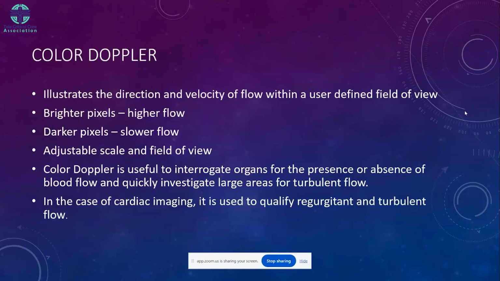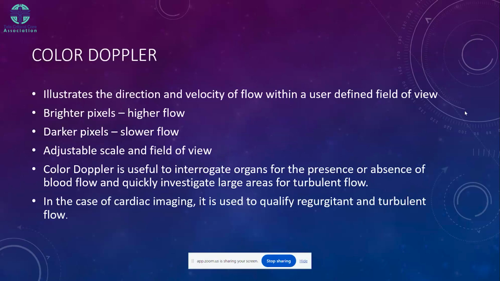Now, what is color Doppler? So color Doppler basically illustrates the direction and velocity of flow within a user-defined field of view. Whenever there are brighter pixels, it indicates a higher flow, while darker pixels will show slower flows. And this can be adjusted according to the scale and field of view. Now, color Doppler is a very useful modality to interrogate organs for the presence or absence of blood flow and quickly investigate a large area for turbulent flows.